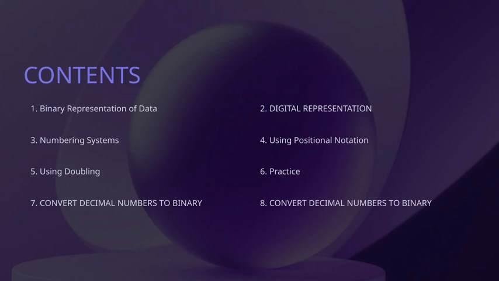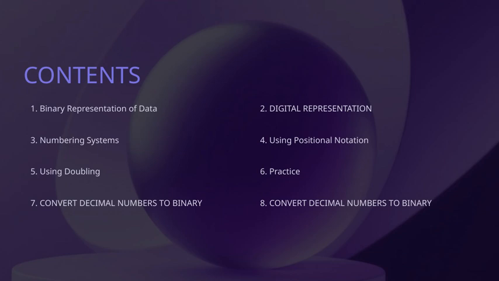Then, we'll explore various numbering systems, which help us interpret and convert data more effectively. Using doubling is an important concept here, as it's a simple way to understand how binary numbers grow and how we can convert decimal numbers into binary. We'll dive into the process of converting decimal numbers to binary, which is a key skill for anyone working with digital data. This ties into the broader theme of digital representation, where positional notation plays a crucial role.